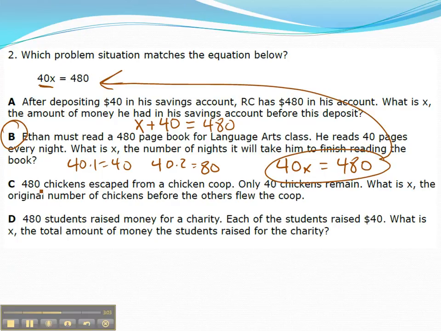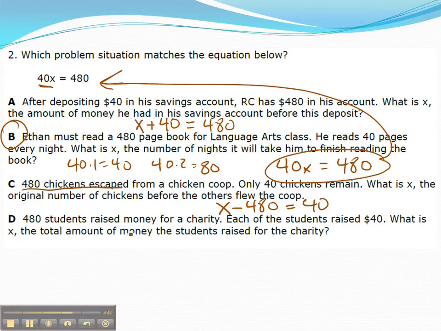C says 480 chickens escaped from a chicken coop. Only 40 chickens remain. What is X? The original number of chickens before the others flew the coop. So we had X chickens, and then when it says 480 chickens escaped, that would be minus 480. You're going to subtract 480 chickens from the amount you originally had, and then the 40 chickens that remain would be the difference. So this is X minus 480 equals 40. It definitely does not match our equation.